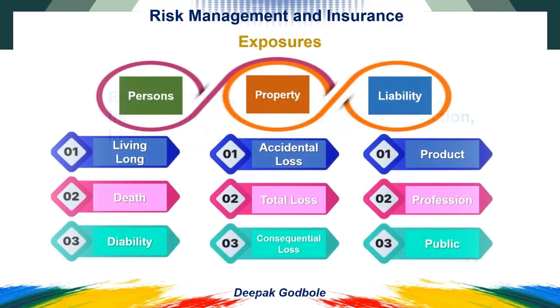Exposure to living longer or dependent old age, death and sickness or disability are examples of personal loss exposures. Property owners face the possibility of both direct and indirect, or what is known as consequential, losses. Property loss exposures are associated with property such as buildings, contents and other property such as factories, warehouses and automobiles. There could be partial damage or total loss of physical property. Consequential or indirect losses are non-physical losses such as loss of business.